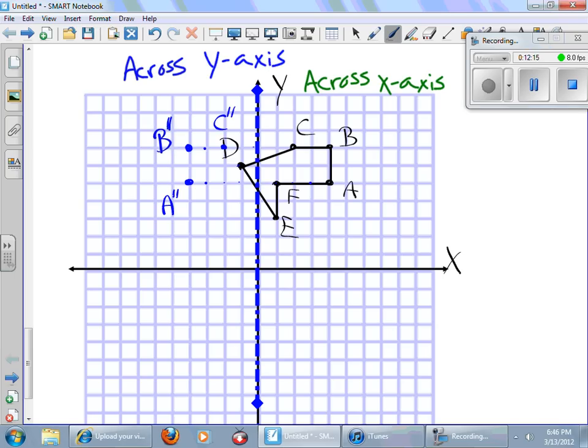D is 1 away on the left side, so I got to go 1 away on the right side. There's D double prime. Okay, it looks like E is 1 away. E will be here. F is 1 away. F double prime will be 1 away. Now I'm going to draw it. A to B, B to C, C to D, D to E, to F, and back to A.